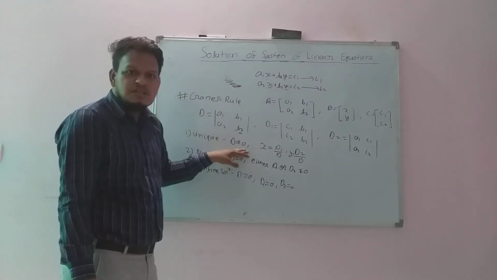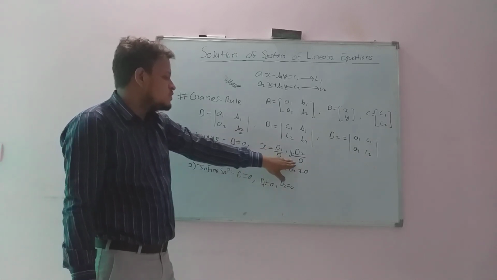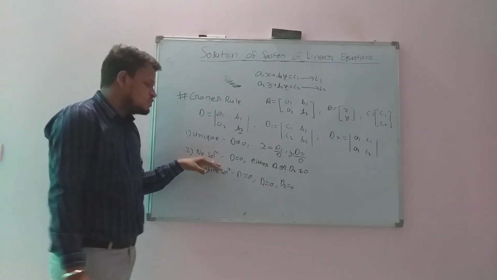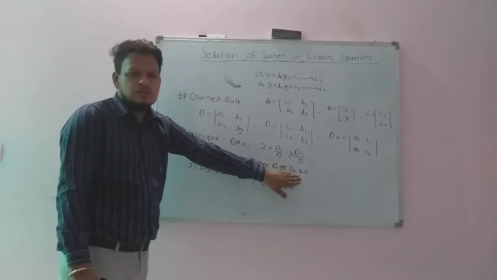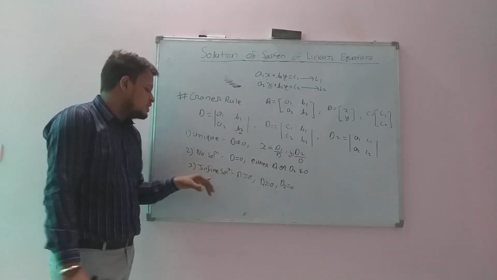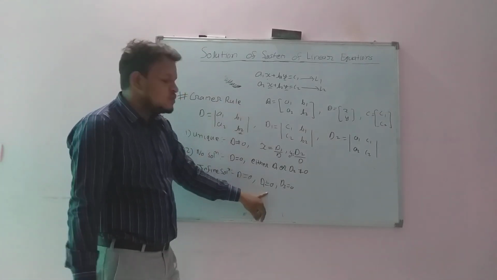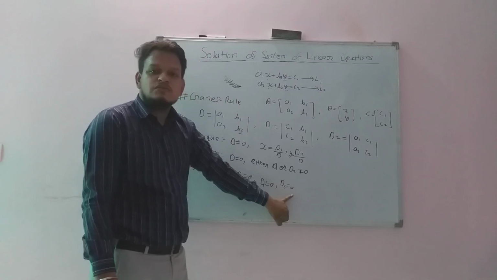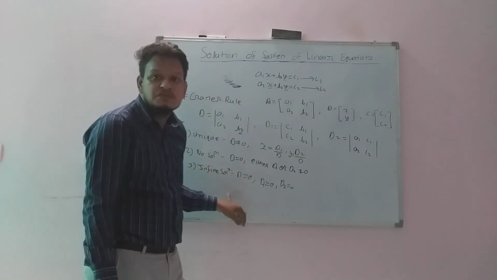In a unique solution, d is not equal to 0, and x equals d1 upon d and y equals d2 upon d. For no solution, d equals 0 and either d1 or d2 is not equal to 0. Then we will get no solution. For infinite solutions, d should equal 0, d1 should equal 0, and d2 should equal 0. Means all three determinants should equal 0 when the solution is an infinite solution.